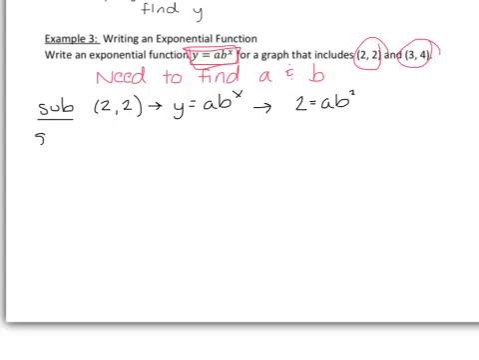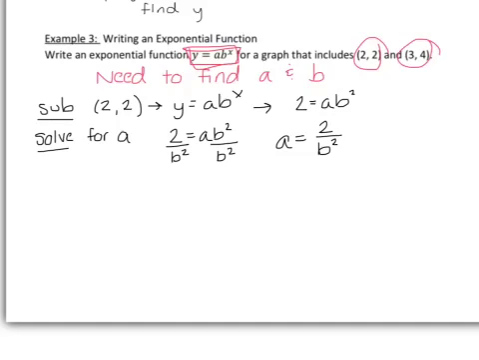Next is solve for, we just want to get one of those variables by itself. I'm going to go with A since its exponent is 1. So solve for A. Out of 2 equals AB squared, I can divide both sides by B squared. So what does A equal? 2 over B squared. Very good. That is important, we'll come back to that.